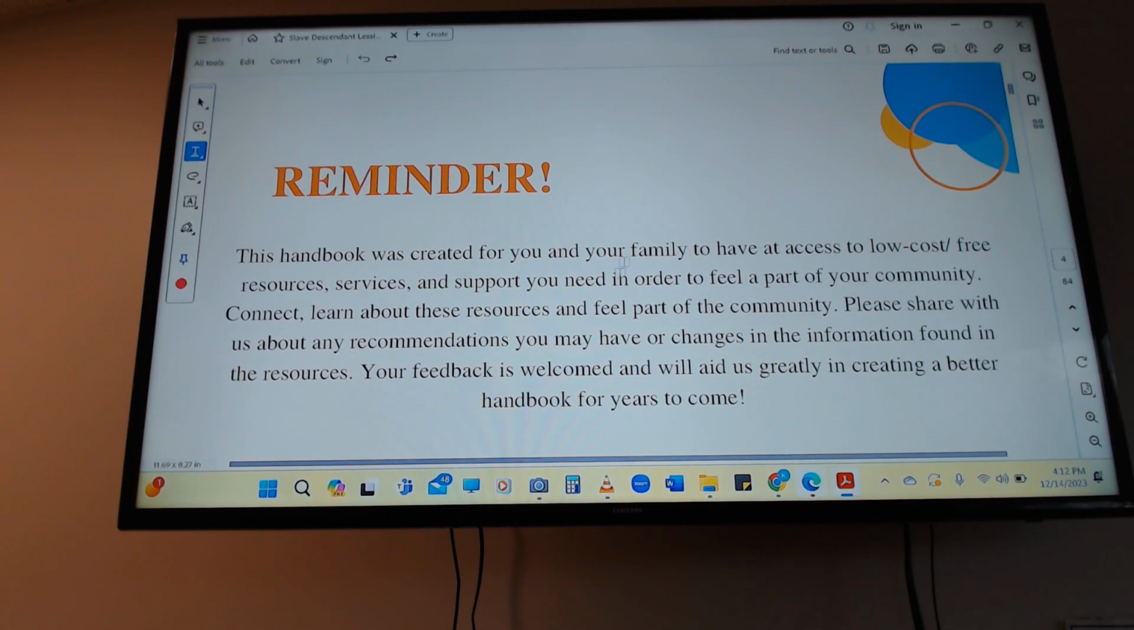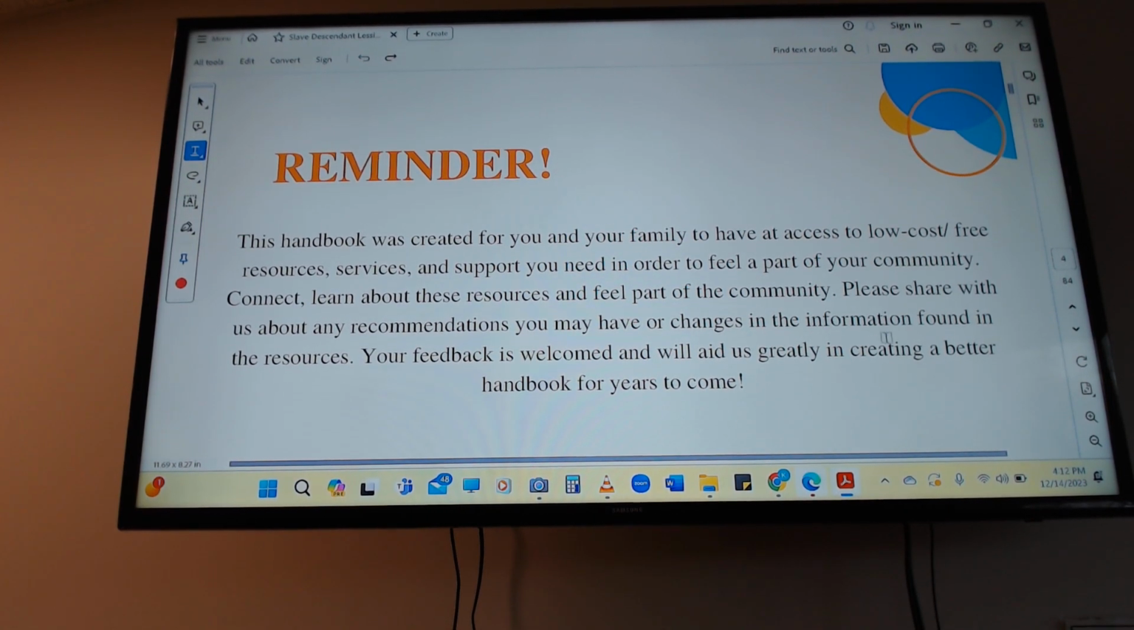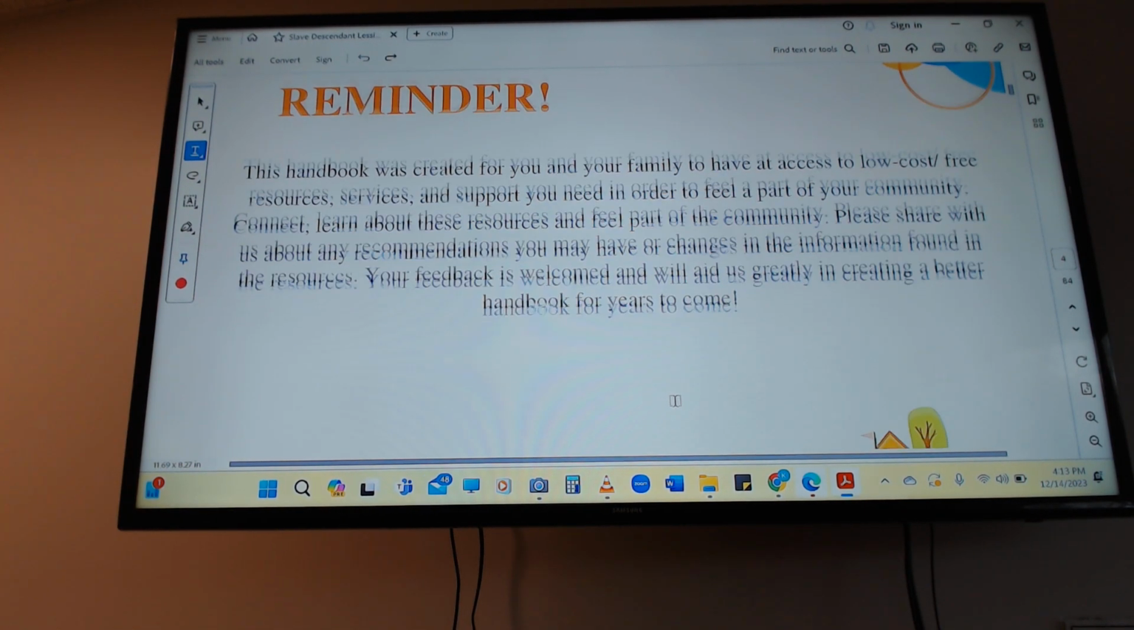So let's move on. Just a reminder on this handbook, it says this handbook was created for you and your families to have access to low-cost, free resource services and support you need in order to feel a part of the community. Now, you guys are saying you don't have housing, people are sleeping in the street, people are sleeping on the buses. To be able to create your book so you can feel a part of your own community, slave descendants. That's who I'm talking to. I'm not talking to anybody else.